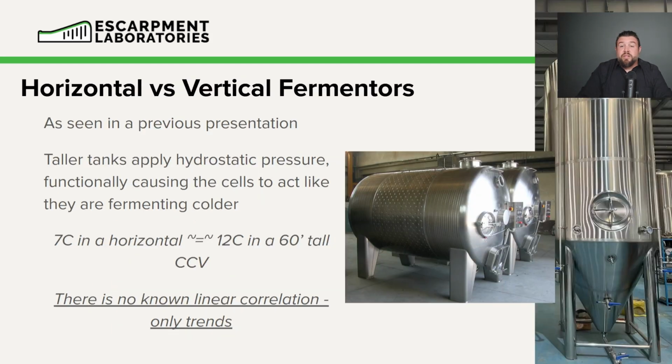One of the other big changes between, say, a German-style brewery and a North American-style brewery is the use of vertical fermenters, or CCVs. These are very, very tall. And as you've seen in another video, when we start fermenting tall, we apply hydrostatic pressure, which functionally slows down the fermentation, making it cleaner, almost like fermenting at a colder temperature. That's great. The large-scale lager breweries don't have to apply as much cooling to this beer. By using these tall fermenters instead of horizontal fermenters, they can ferment higher. That's not a problem.